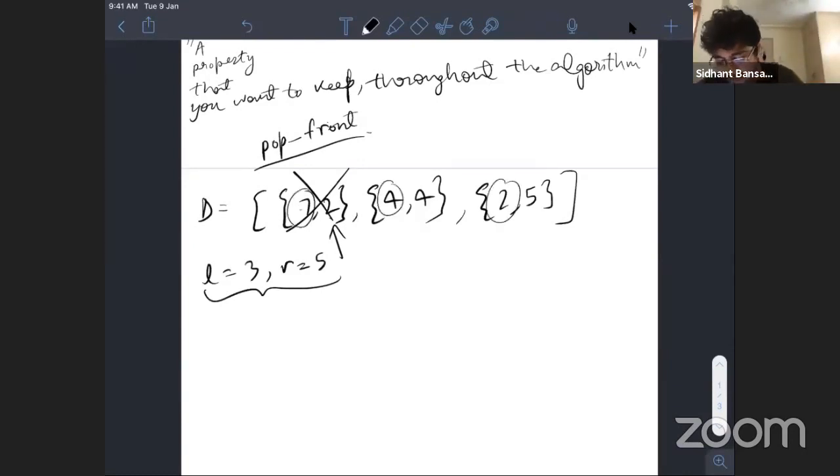That these three things are decreasing. We are still maintaining that invariant. We never break that invariant. So always think from that angle. And we are popping this element out because we know that this element is now never useful.